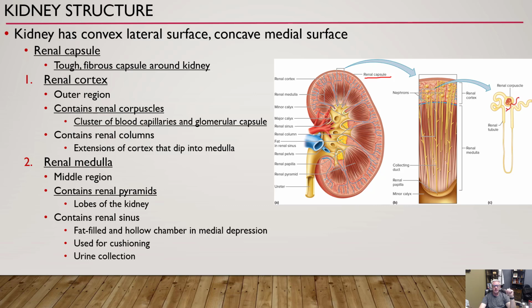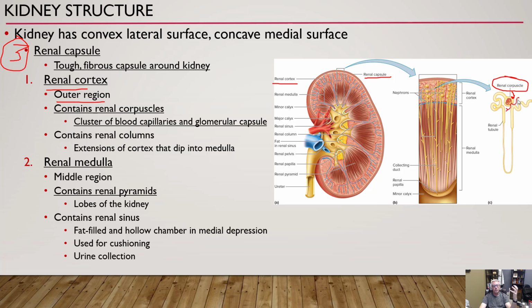So we're kind of starting with this third layer. So that third and innermost layer is the renal capsule. And we can actually divide the kidney into three sections: the outer cortex, the middle medulla, and the inner renal pelvis. So that renal cortex is that outer region, and it's going to contain these things called renal corpuscles. And you can see these renal corpuscles here.